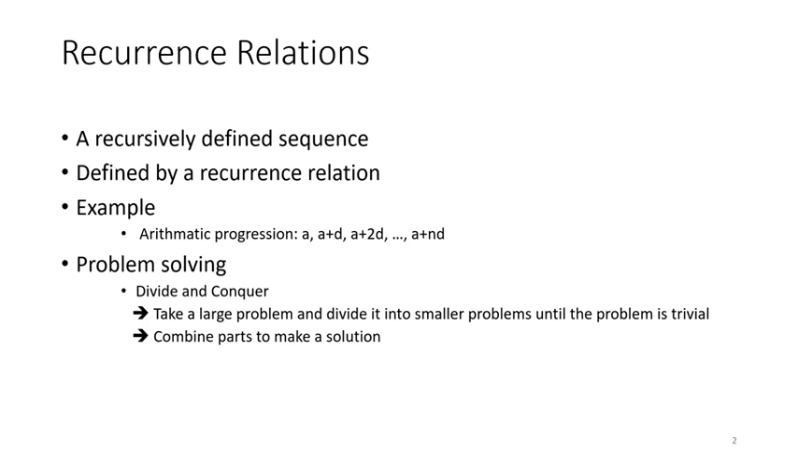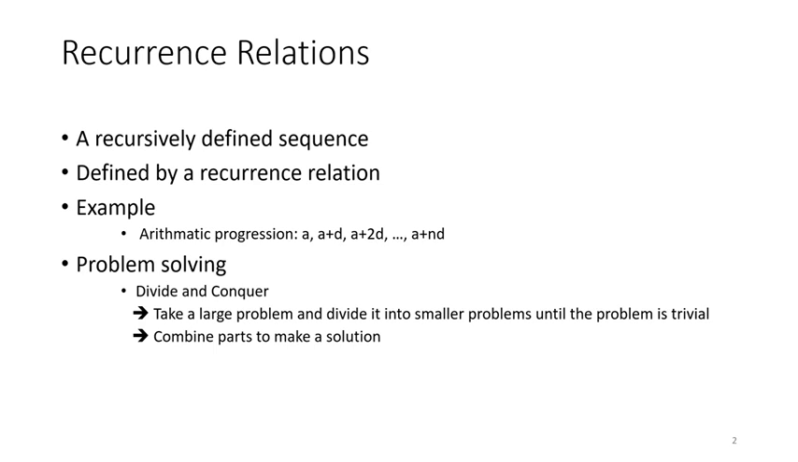The context of my demonstration is related to recurrence relations. So what is a recurrence relation? It is a recursively defined sequence. So basically, whenever we have a recursively defined sequence, that is defined by recurrence relation mathematically. For example, we have an arithmetic progression like that, a plus d, a plus 2d, and so on. So we can definitely represent it as a recurrence relation.